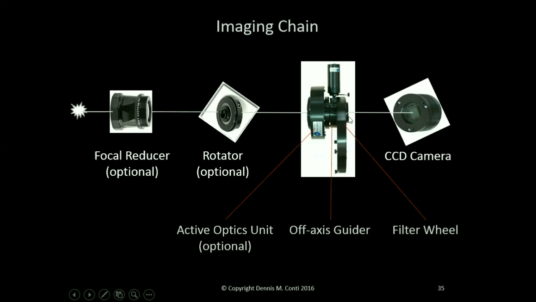guide camera. A filter wheel to allow different filters to be used is not mandatory, because one could always put a filter, let's say, on the front of the CCD camera, but it is certainly very flexible in terms of being able to change filters between observing sessions. And of course, the CCD camera itself.